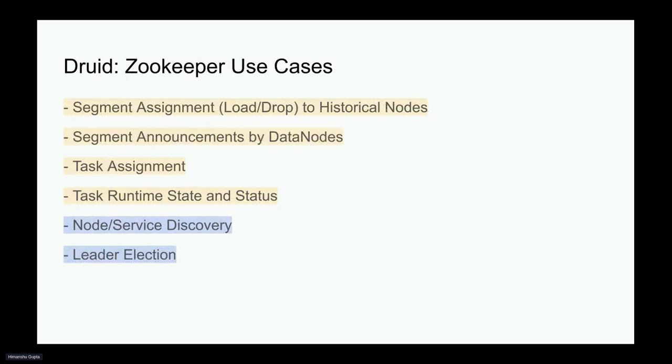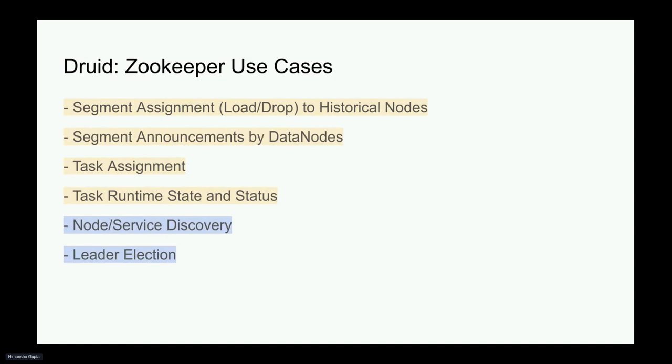As we went through some of the ways data gets ingested and served, there are some things related to the state management. So the coordinator is assigning segments to historical, and data nodes are serving the segments, so they are making announcements so that broker knows which data node is serving which segment. We also looked at the task management side of things, where overlord assigned tasks to the middle manager, and middle managers are providing the task runtime status back to the overlord. All that uses Zookeeper. And then there are two other cases where Zookeeper gets used, which are node or service discovery and the leader selection.